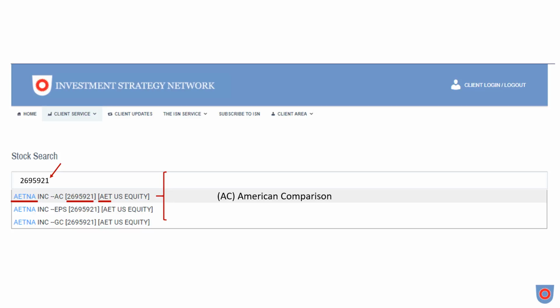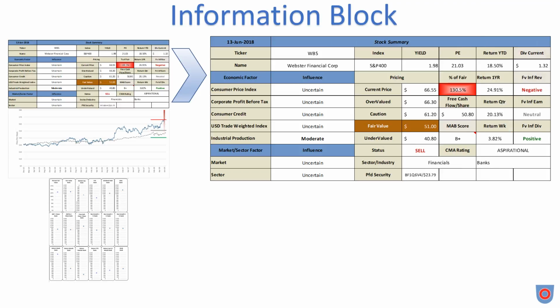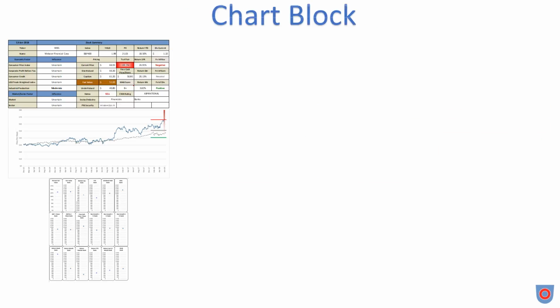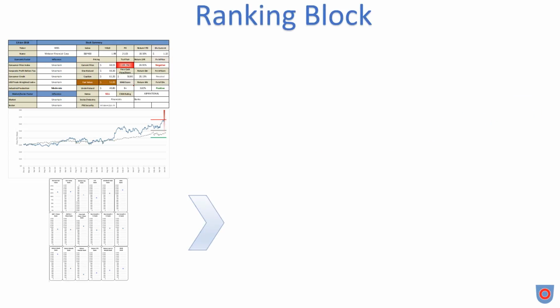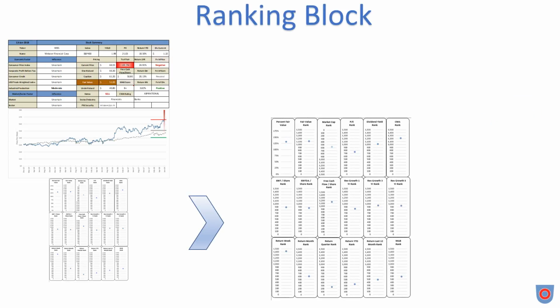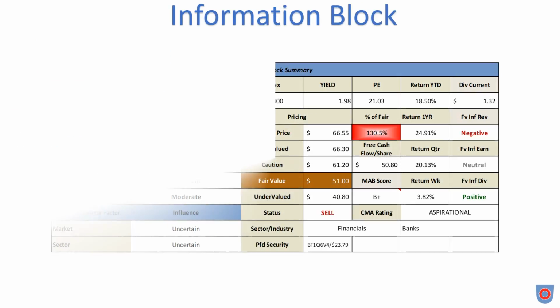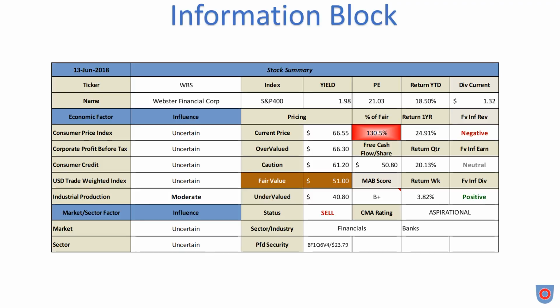There are three blocks in the AC view: the information block, the chart block, and the ranking block. Within the information block, important stock information is provided that assists the investor in making decisions. This includes general information such as ticker and company name.